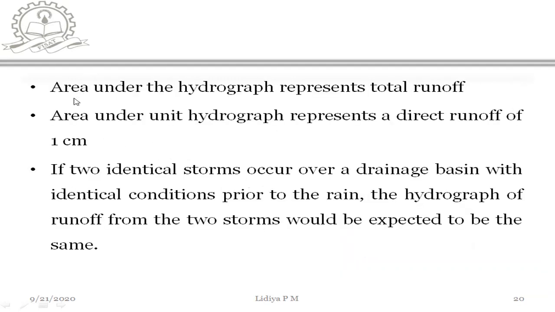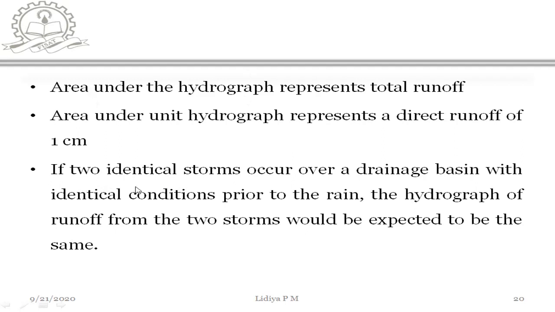Then we know the area under the hydrograph represents the total runoff. We have already studied what is a hydrograph. The area under the hydrograph represents the total runoff. The hydrograph represents the base flow, subsurface flow and surface flow. So area under the hydrograph represents the total runoff. So area under unit hydrograph represents the direct runoff. That is, we are removing the base flow, and direct runoff, what is the amount? It is 1 centimeter.